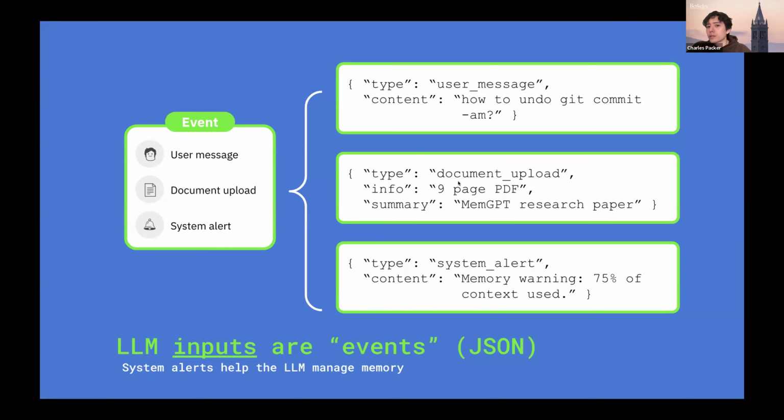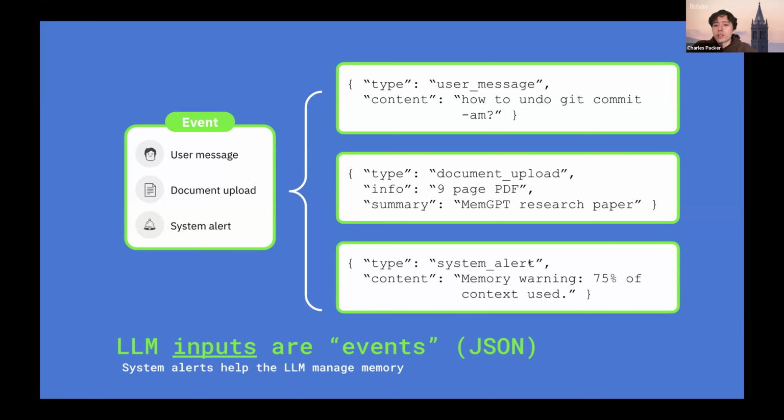So this works pretty well. When you send messages like a document upload, especially if you have chain of thought, which MemGPT always has on, the LM will think things like, oh, a document just got uploaded. What should I do with this document? So it's a pretty intuitive way to think about input messages that aren't just user messages.